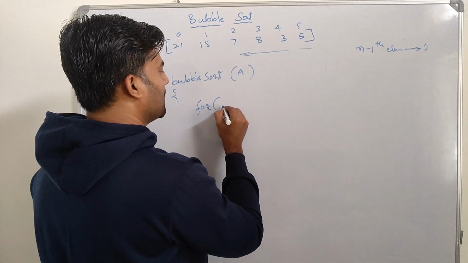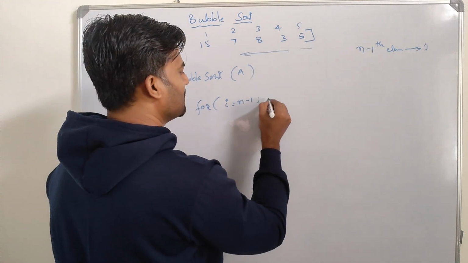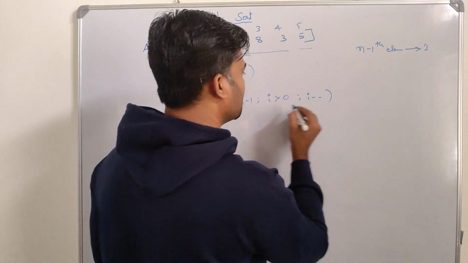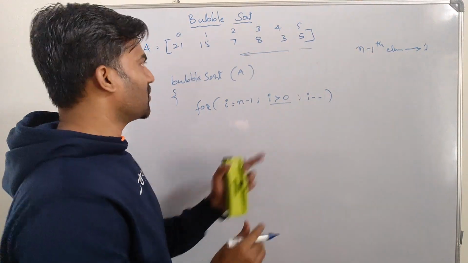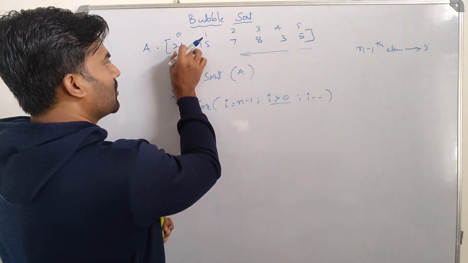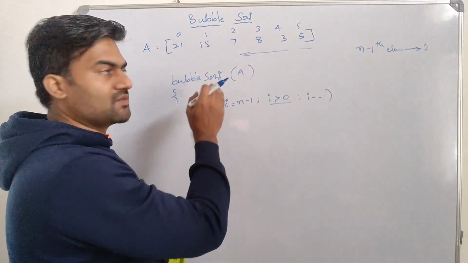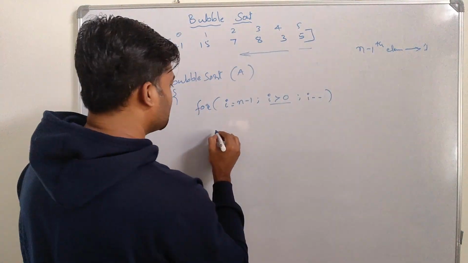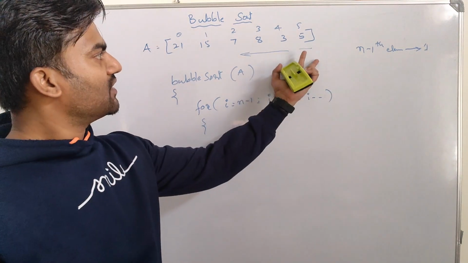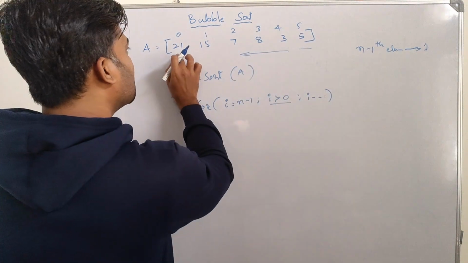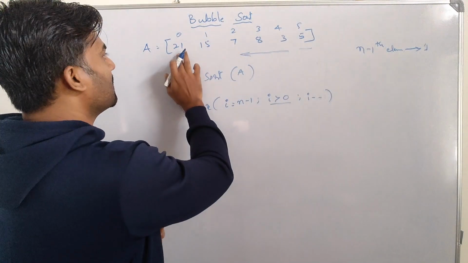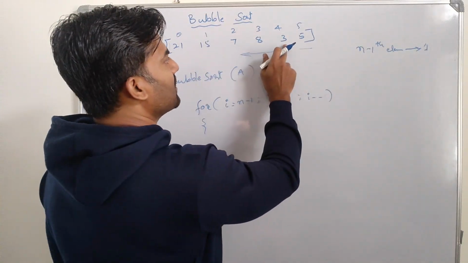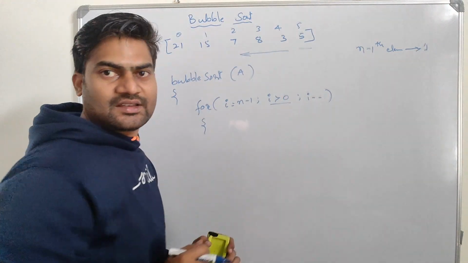So for i equal to n minus 1, i greater than 0, i minus minus. Here it is not greater than or equal to 0 because we are not repeating it for the 0th index. We will stop once the first index gets over. So next loop. After starting here, what we normally do is try to shift the element from its position towards right. So this happens from the 0th index till the n minus 2nd index.